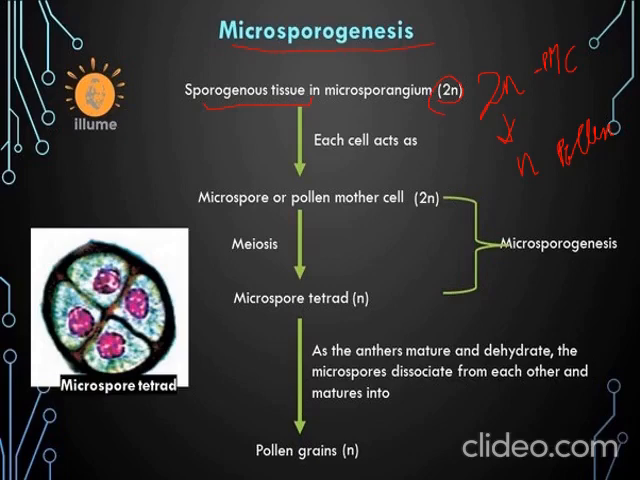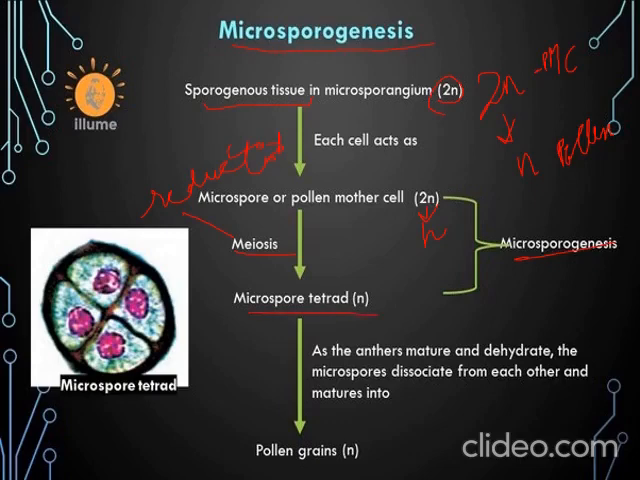Each and every cell present inside the sporogenous tissues will act as a pollen mother cell, and each will undergo the process known as meiosis, which you already know is referred to as reductional division. So the number of chromosomes will be reduced, from 2n to n, half the number. This process of converting the pollen mother cells into the microspore tetrad is known as microsporogenesis.